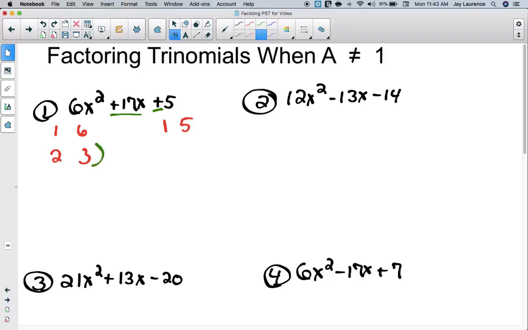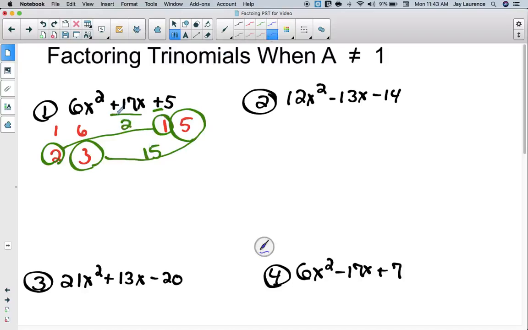Oh, I think I see it. Let's go with 3 times 5. Now 3 times 5 is 15. And 2 times 1 is 2. Hey, if I add 2 and 15, I get 17, don't I? I want both of these to be positive, right? So I get positive 17.